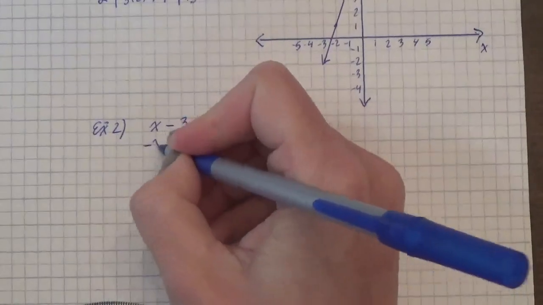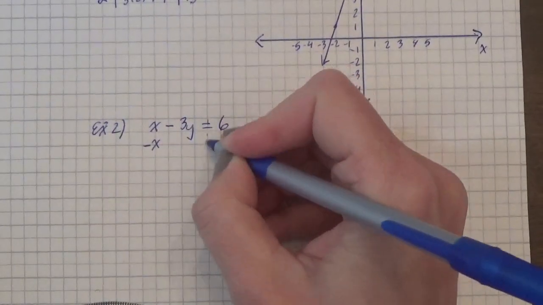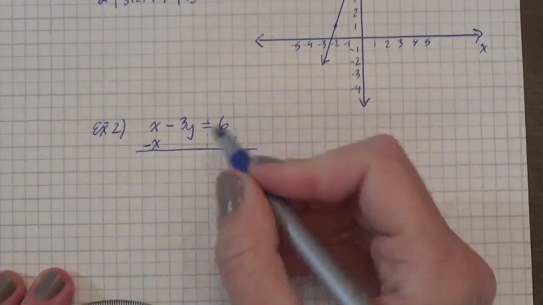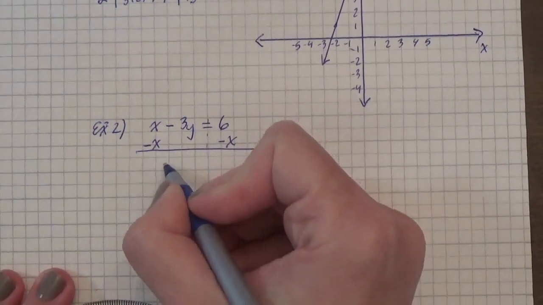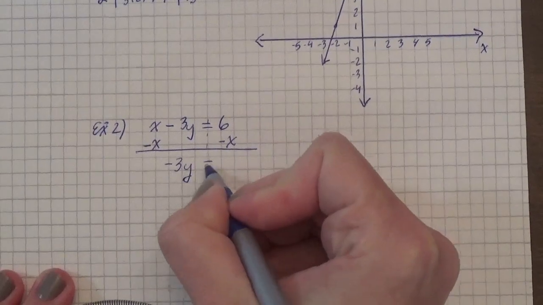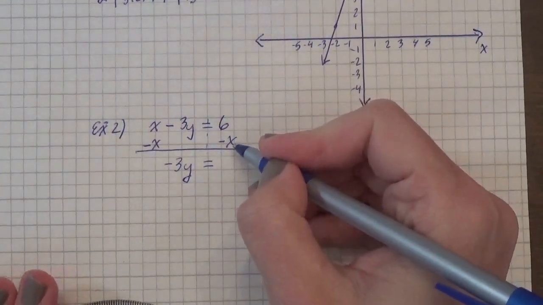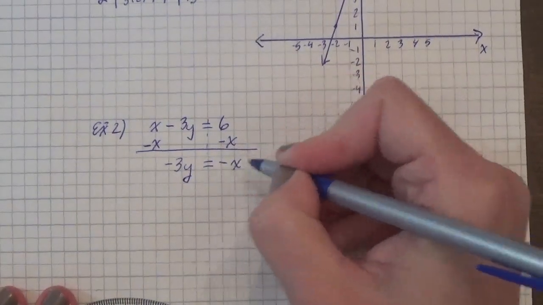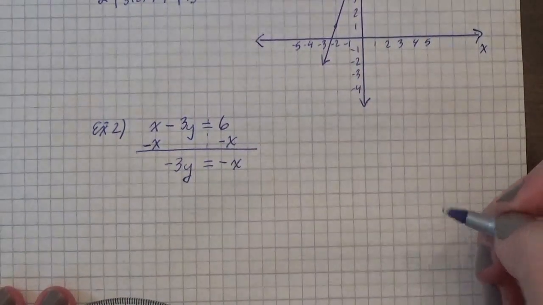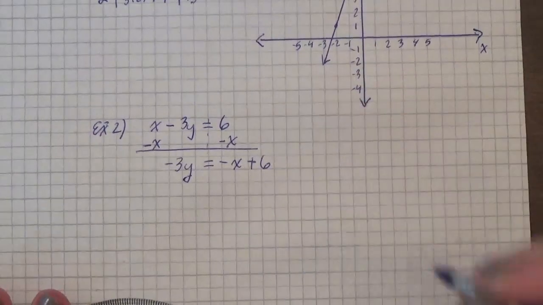To get rid of that, I am going to subtract it. So the 1x minus the x is gone. Don't lose that negative sign. I am left with negative 3y. And now, again, I'm going to put the x term first. So that's really a negative 1x. You could put the 1 if you wanted to. And I have a positive 6.